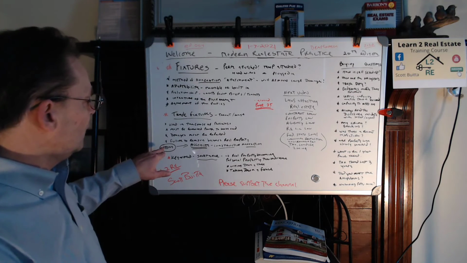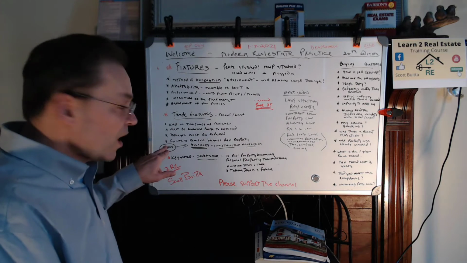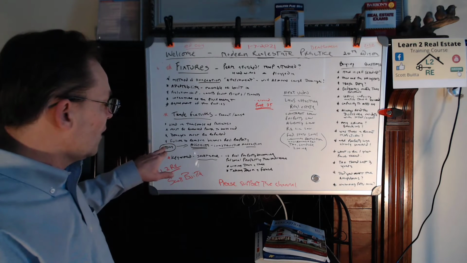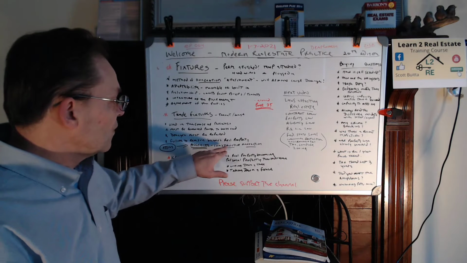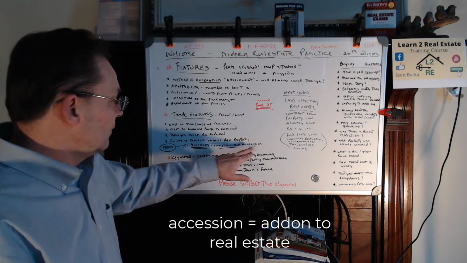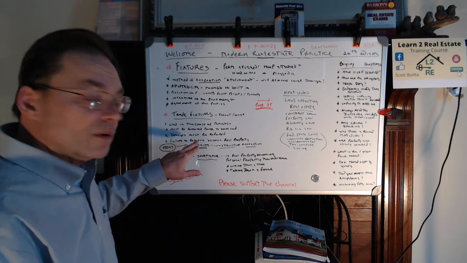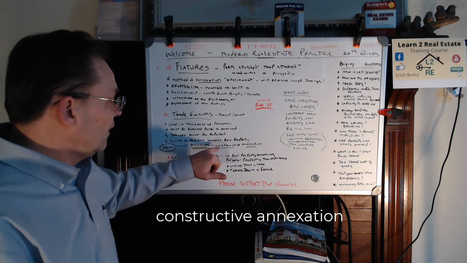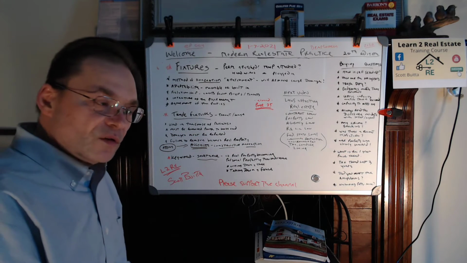Again, something that is left on the property that becomes part of the real estate is called accession. Okay. It's a constructive annexation. And these are important keywords for you to remember. Accession is adding, okay? Constructive annexation is adding to the property.